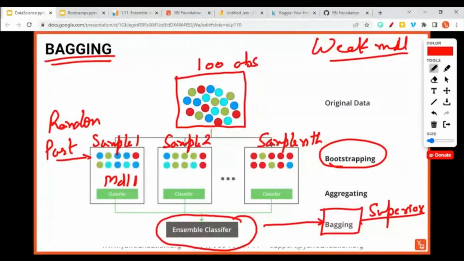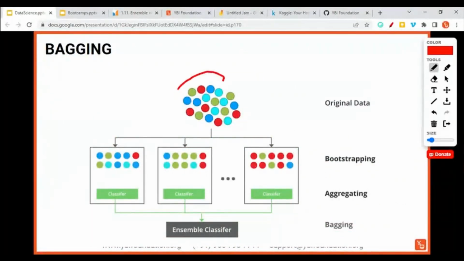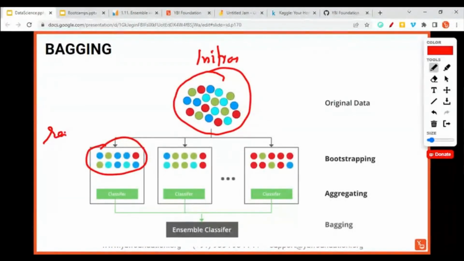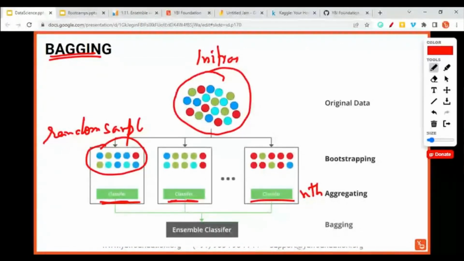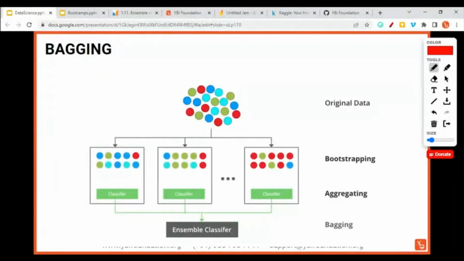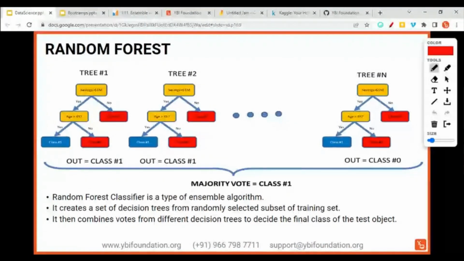So one technique is this. What is the technique? There is an initial data. This is my initial data. I am collecting a random sample, and on the random sample I am running model 1, model 2, model n. Okay, so this is called a bagging model. The most famous bagging model is random forest. Random forest is actually a collection of decision trees.